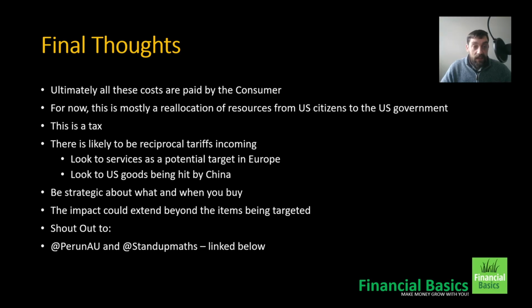The impact, as per the example with the washing machine and the dryer, could extend beyond the items specifically being targeted. It was a targeted tariff at washing machines and you ended up paying more for dryers. I'm going to link them below. Just a shout out to PerunAU and Stand Up Maths, who looked at the actual formula where those numbers came from, and they were giving specific examples in their videos. They're great videos if you want to dig deeper into it.